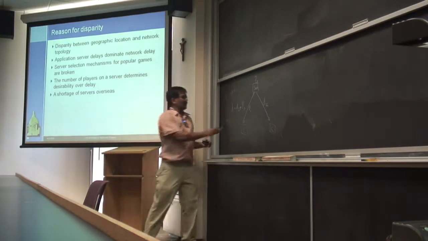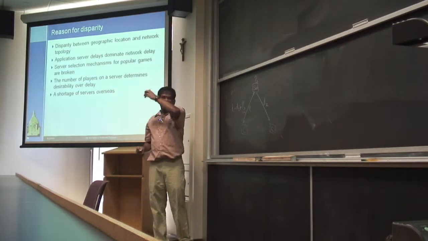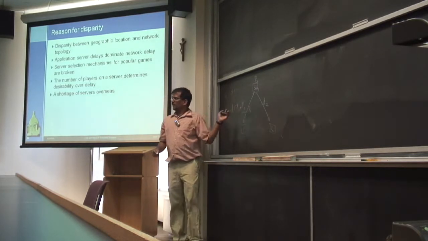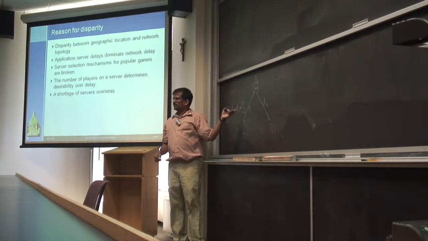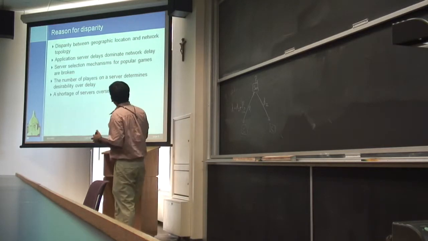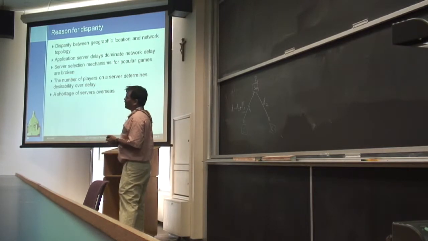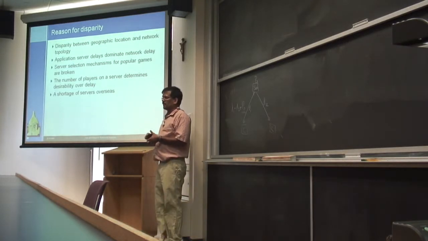So maybe this dominates, right? If this happens to be pretty high, then it doesn't make sense to optimize on this one, because all you're concerned with is the time for processing the stuff, right? So maybe that's why it's happening. Or the third reason is maybe the server selection algorithms are broken, right?